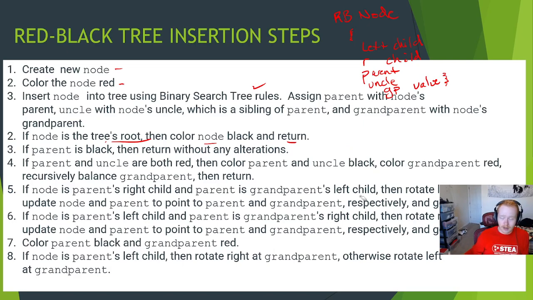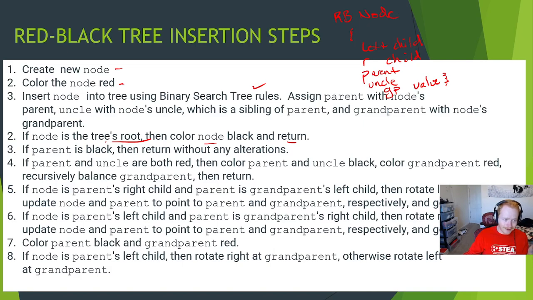If parent and uncle are both red, so if we have a red, red, and a black, we want to insert like here, then color parent and uncle black, color grandpa red, and recursively balance grandparent, and then return. So we say you're no longer red, you were black, uncle is black, we make grandparent red. We have to do some sort of rotation here to fix it.